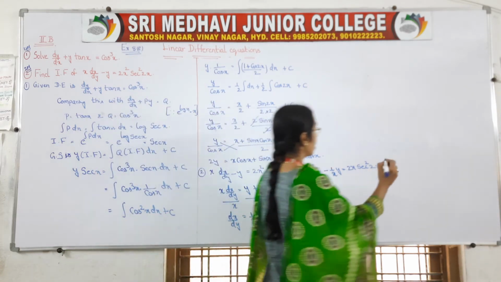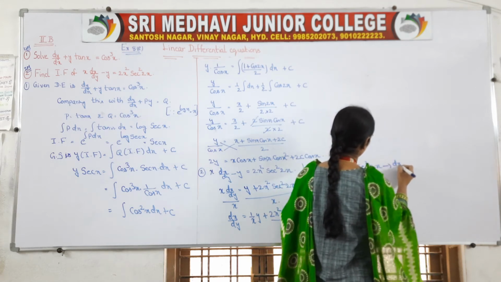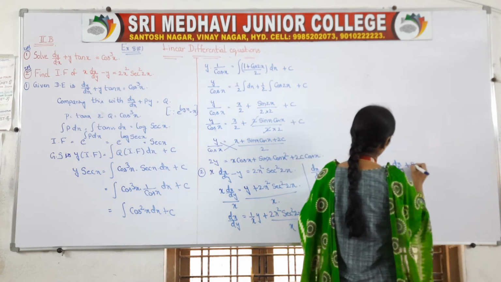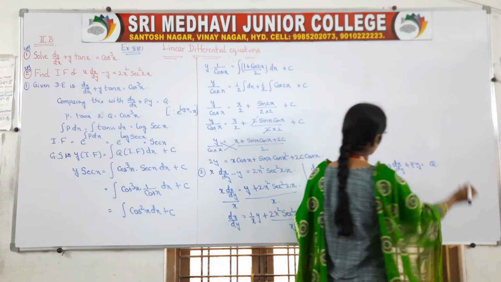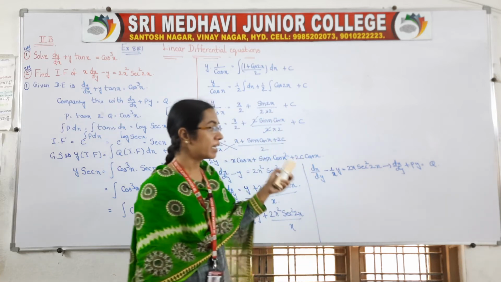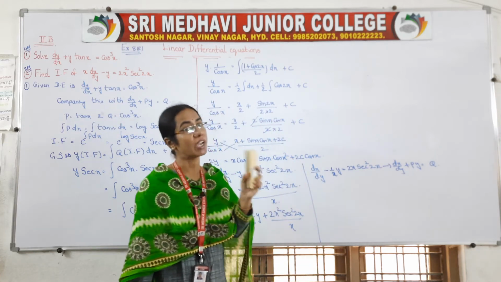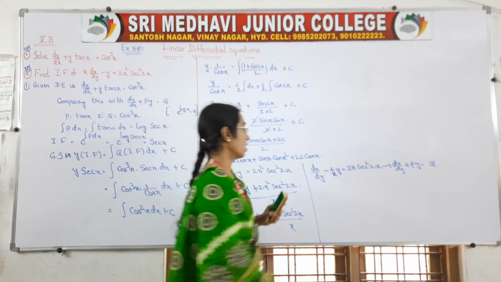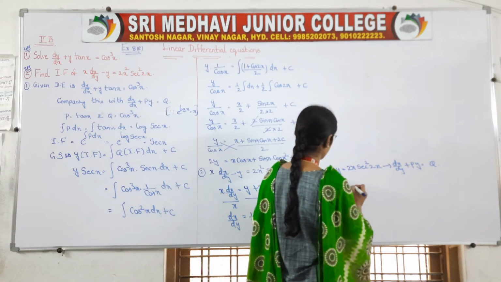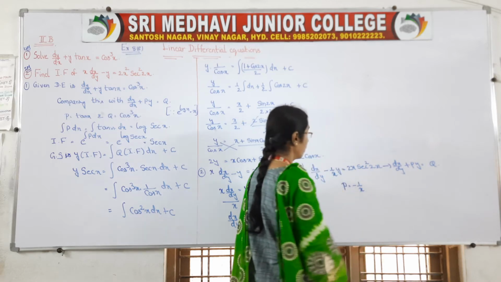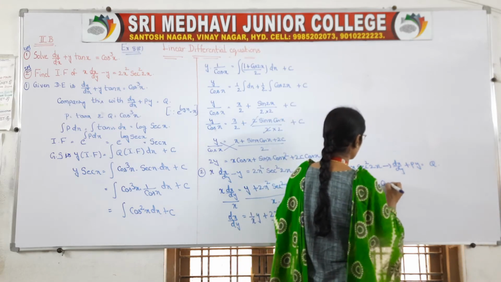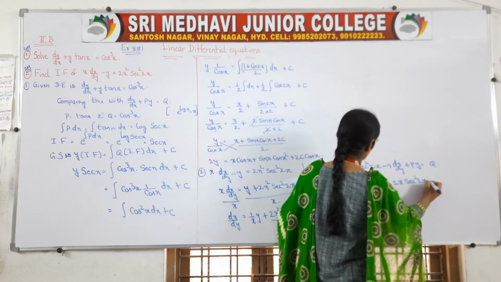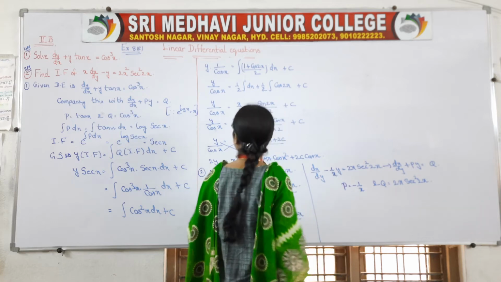Now it is in which form? It is dx by dy plus Py is equal to Q form, which is a linear differential equation in terms of x now. So you find out your P is equal to minus 1 by x and Q is equal to 2x into secant square 2x.